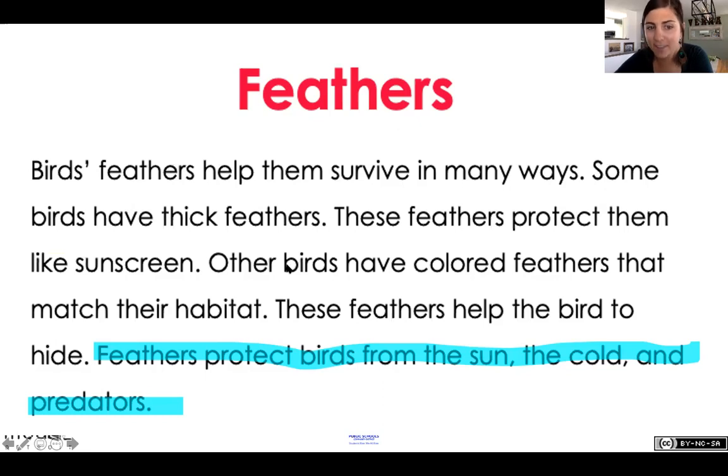It does say some birds have thick feathers. These feathers protect them like sunscreen. But if they wanted to add cold, they probably should have said, hey, these feathers protect them like sunscreen. And since they are thick enough, they keep the bird warm. If it was up to me, I would cross that off. Because if we just put feathers protect birds from the sun and predators, I would tie up the whole paragraph. So what is the paragraph about? Birds being protected by sun and predators by their feathers. So their feathers protect the birds from the sun and predators. And that's exactly what it told us.